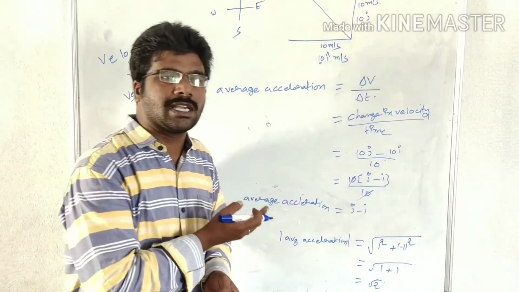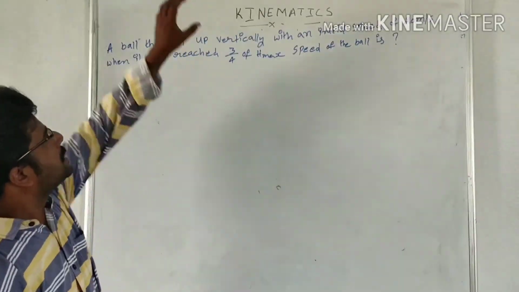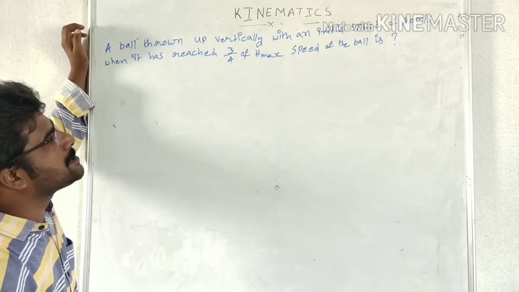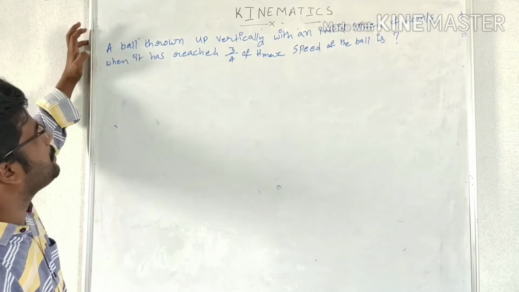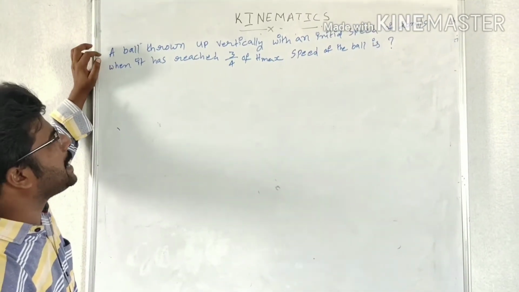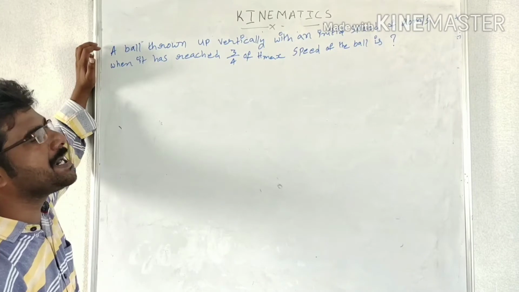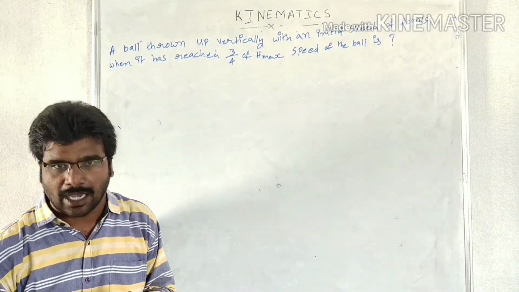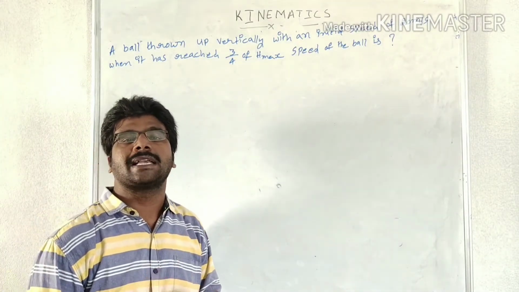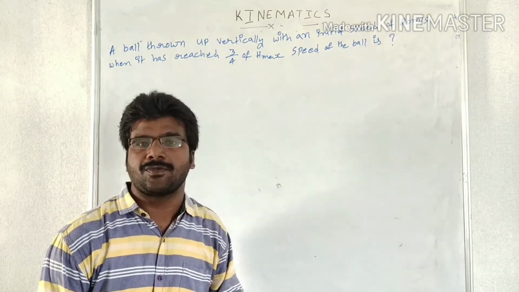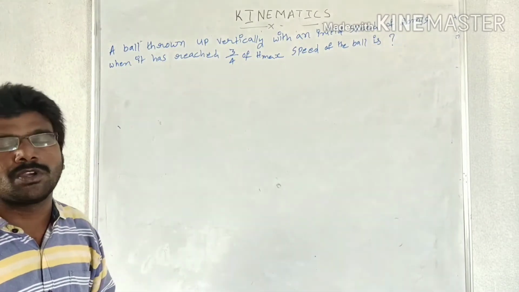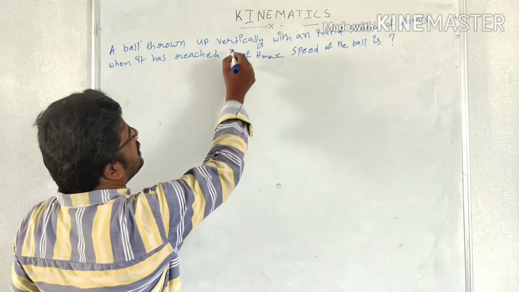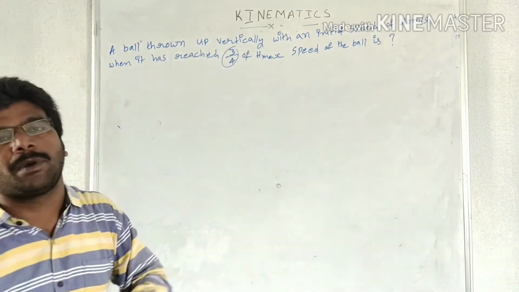Okay, now we are going to see another problem. A ball is thrown vertically with an initial speed of 20 meters per second. When it has reached 3/4 of maximum height, what is the speed of the ball? Already we have discussed time of ascent, time of descent, and maximum height in the previous video. Based upon that, we are going to do a problem. We want to calculate the speed of the ball at 3/4 of maximum height.